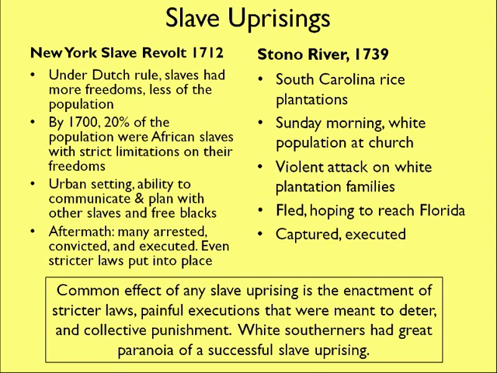And a common effect would be stricter laws, painful executions like burning alive or being pulled apart that are meant to deter, and collective punishment. You punish everybody in some form. And white Southerners really, as I mentioned before, have a lot of paranoia of the slave uprising.